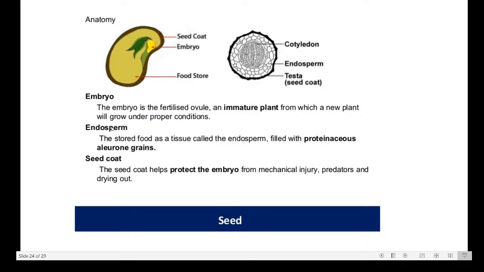The seed basically has the embryo, endosperm, and seed coat. The embryo helps us understand whether it is dicot or monocot. Here the dicotyledons are present in this image. You can see the cotyledons in the cross section, the endosperm, the seed coat, and the cotyledon area.